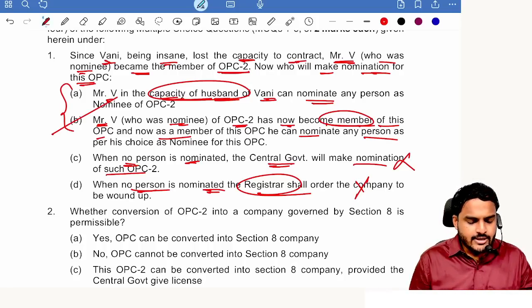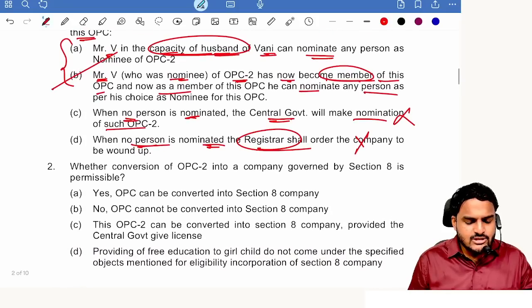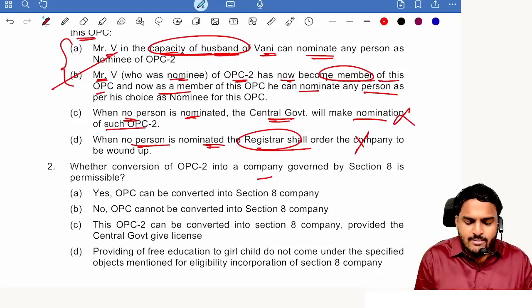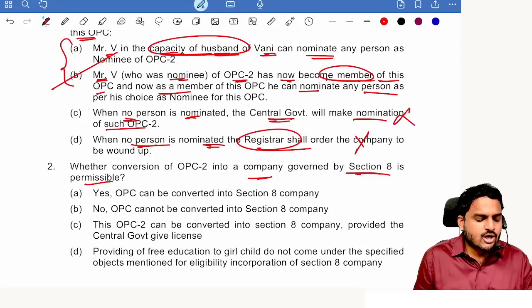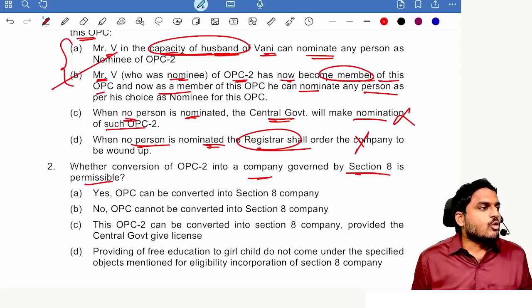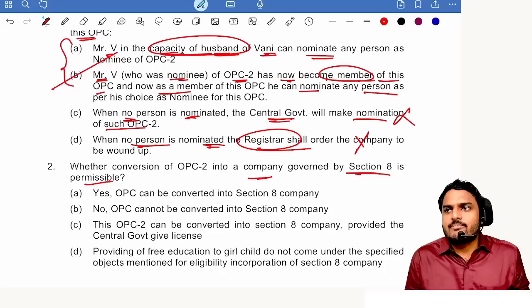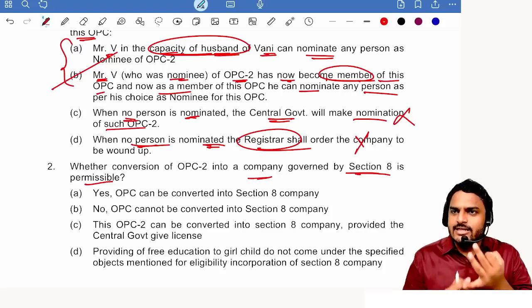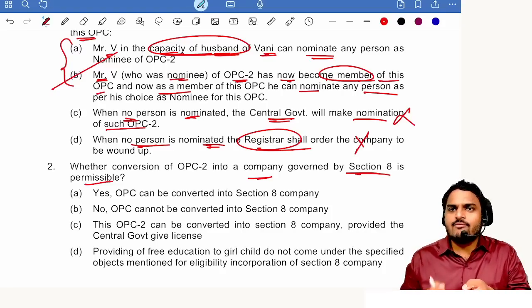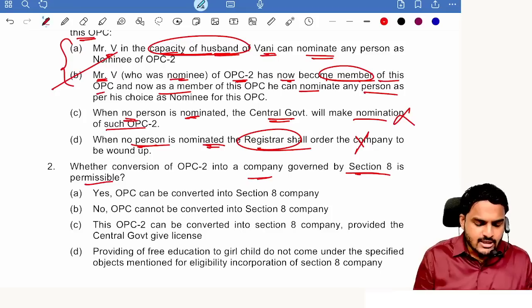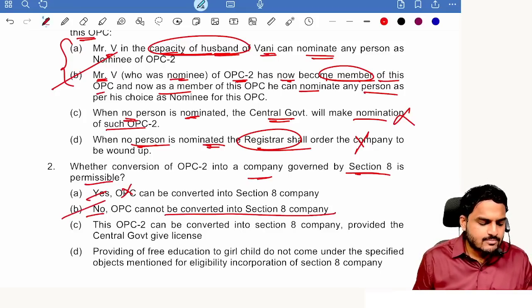Everyone? Next one, second question. Whether conversion of OPC into a company governed by Section 8 is permissible or not permissible? OPC conversion into Section 8 company. OPC cannot carry Section 8 activities, NBFC activities, investment in other body corporates. Yes, wrong. No, it cannot be converted into a Section 8 company. B is the correct option.